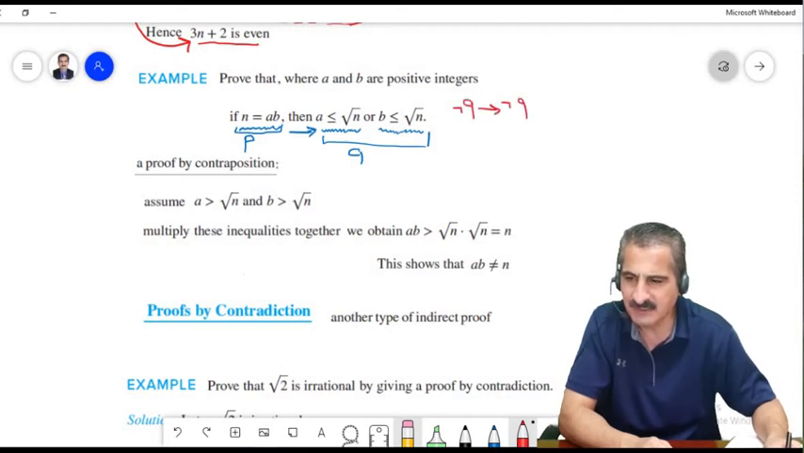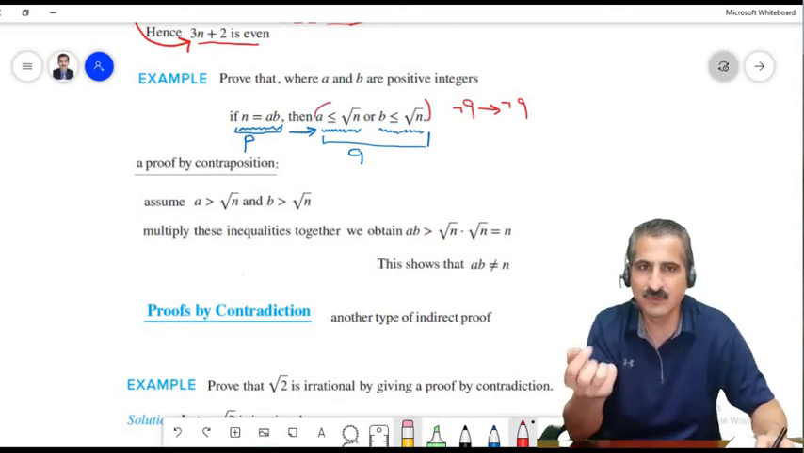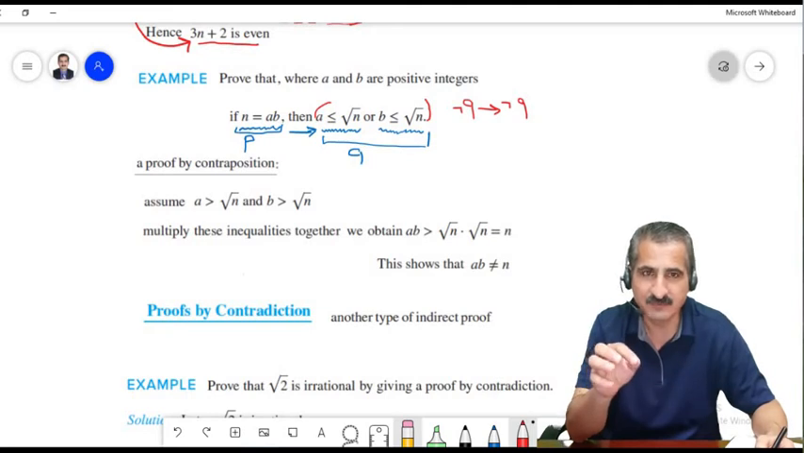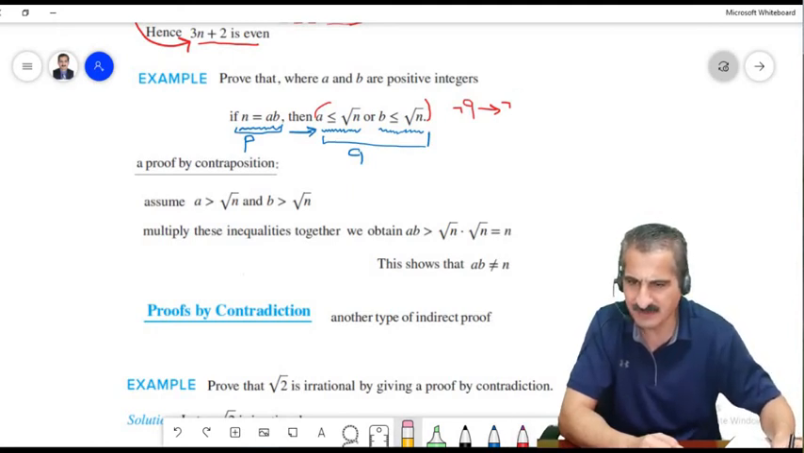But what is not q? To negate that, this says a is less than square root of n or b is less than square root of n. The negation will be not this and not that. So let me write. So what did I write here? Sorry, I need to fix that. Here it should be not q, not p. Okay, so let me make what I'm saying clear.